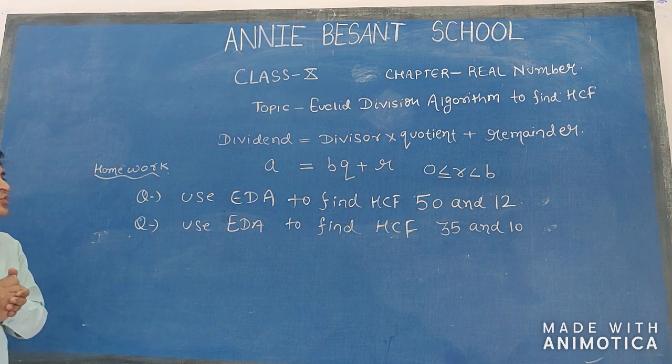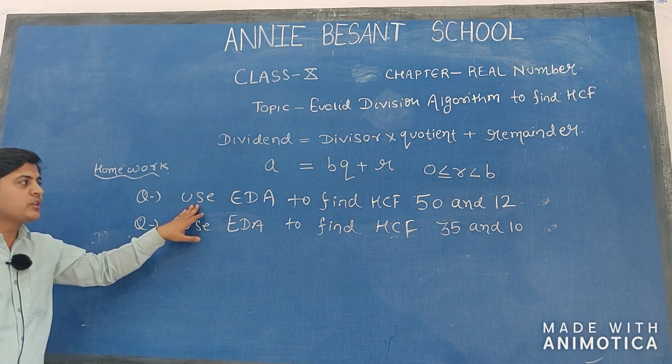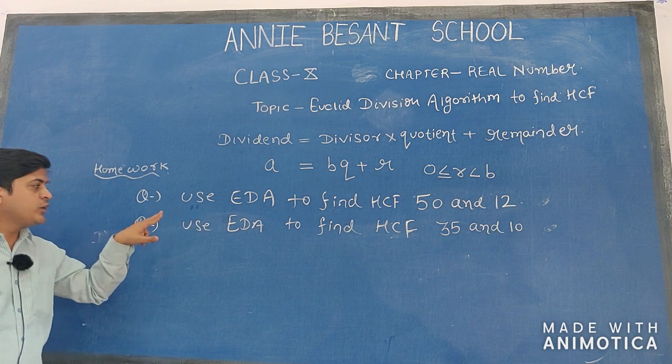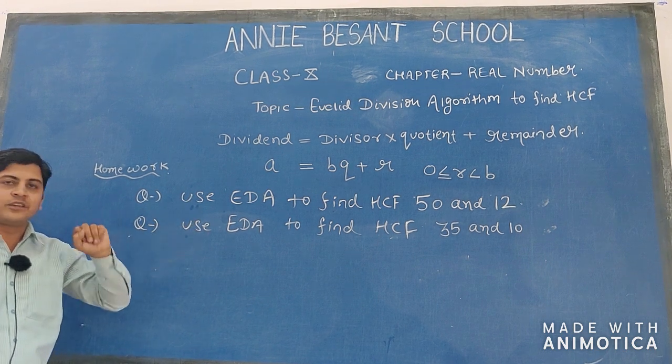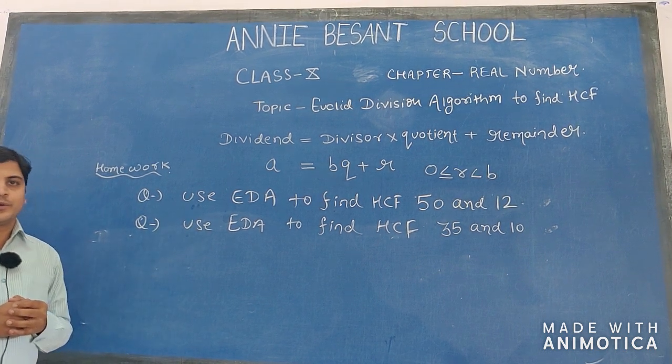there are two questions. Use Euclid division algorithm to find the HCF of 50 and 12. Use Euclid division algorithm to find the HCF of 35 and 10.